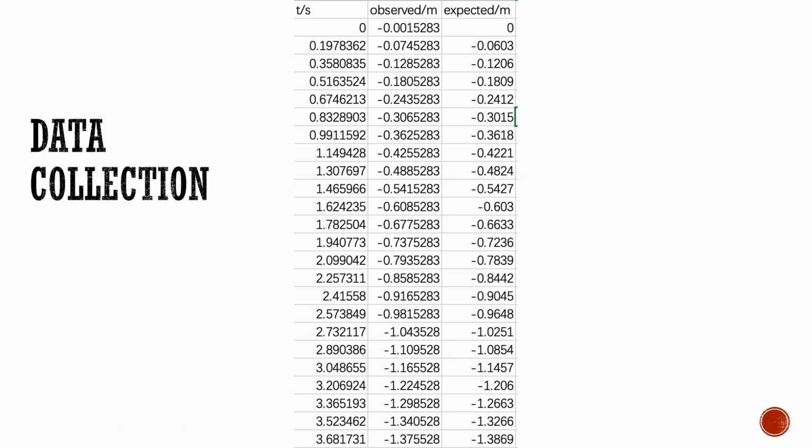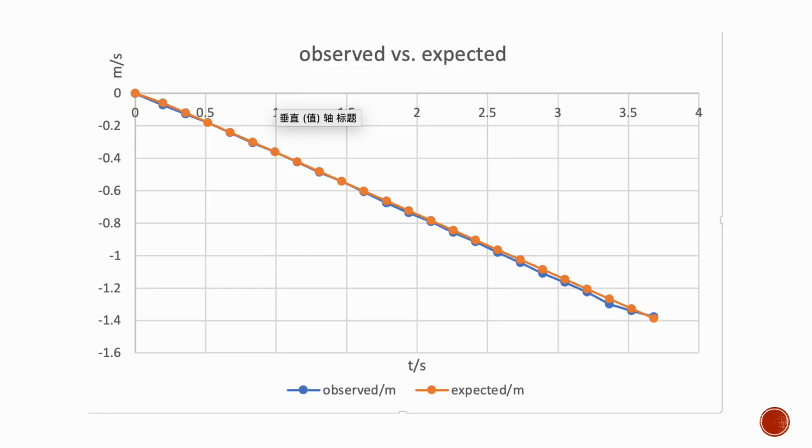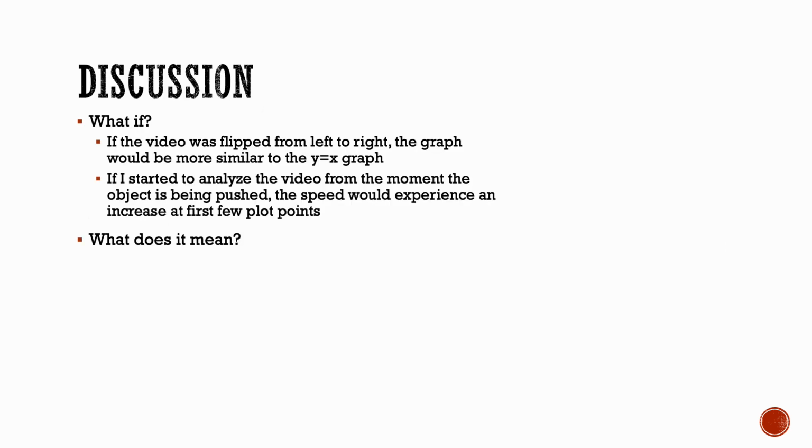Here are the data we collected from Tracker for the observed model and from GlowScript for the computational model. Here is the graph when you plot all the data points. You can see that there wasn't significant difference between the two lines.